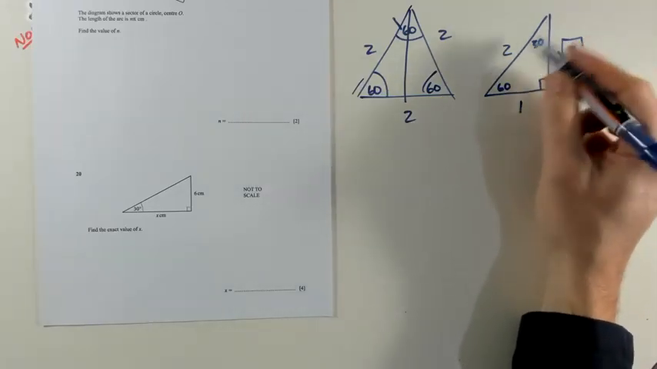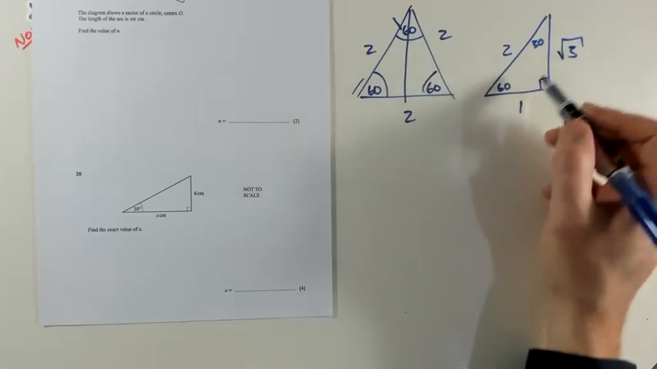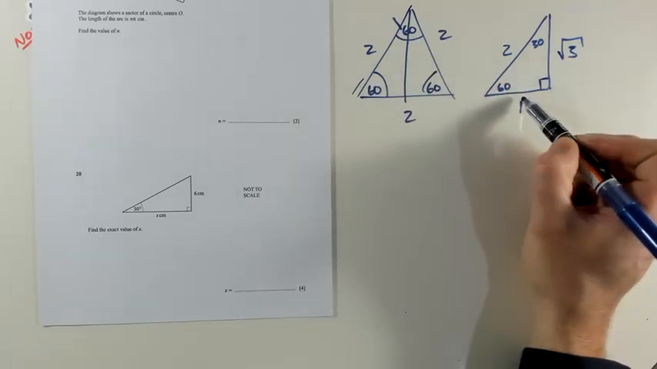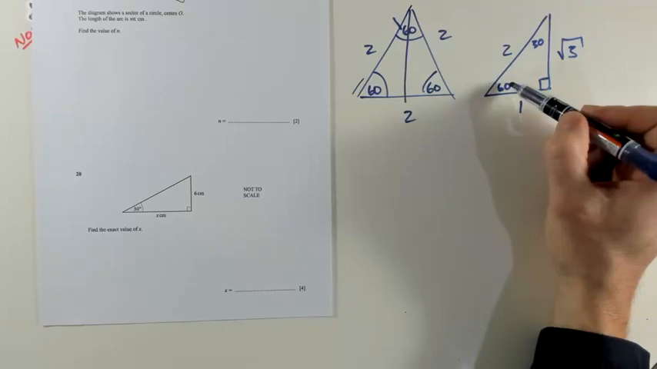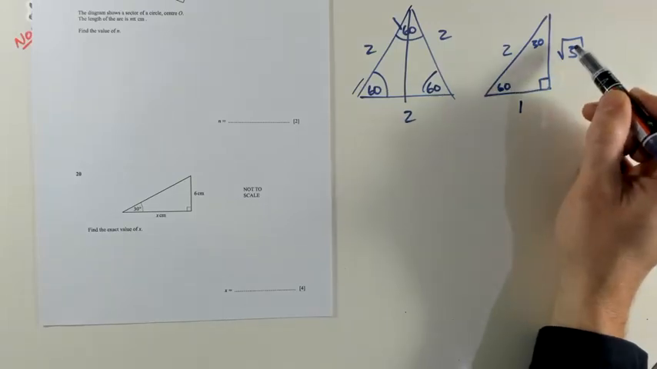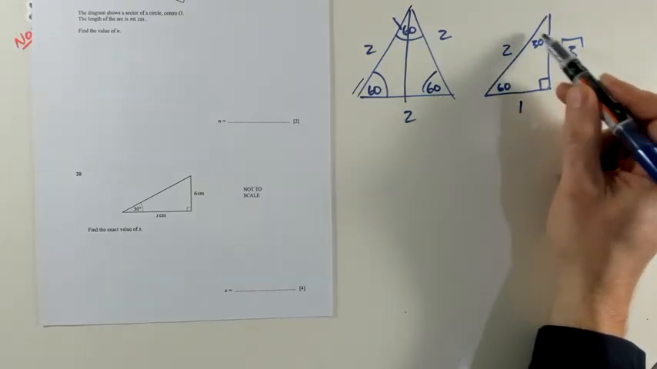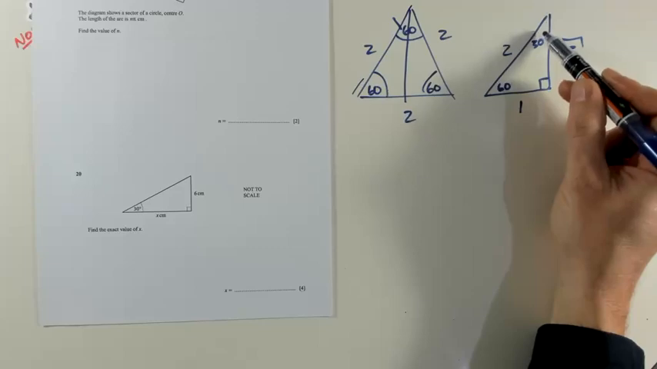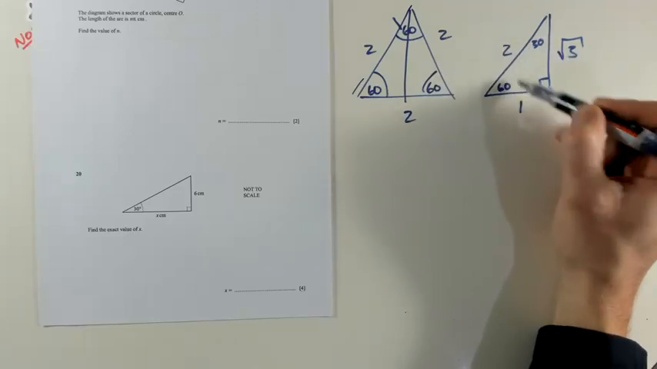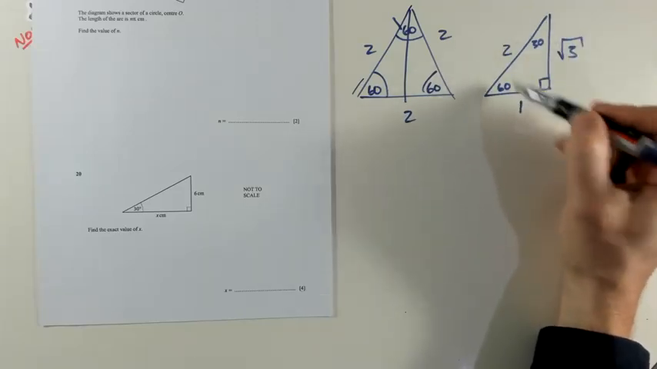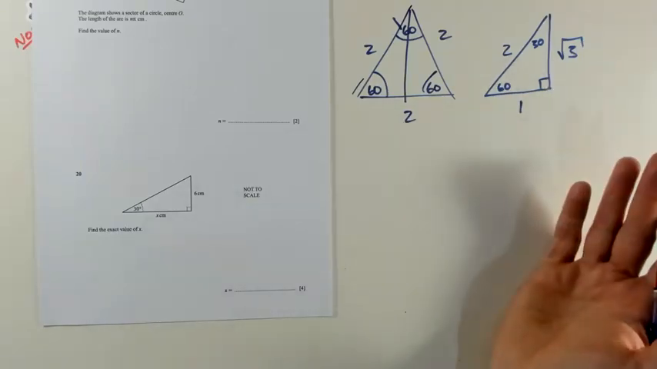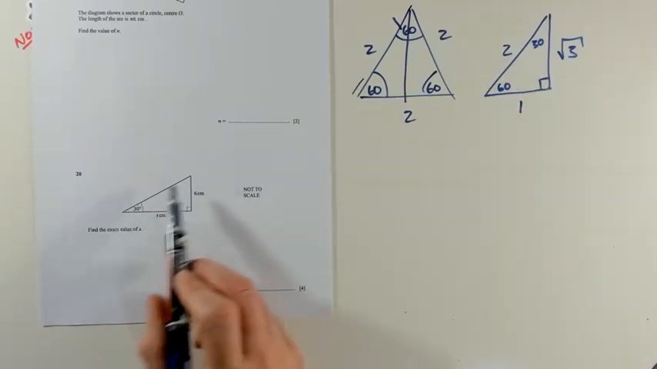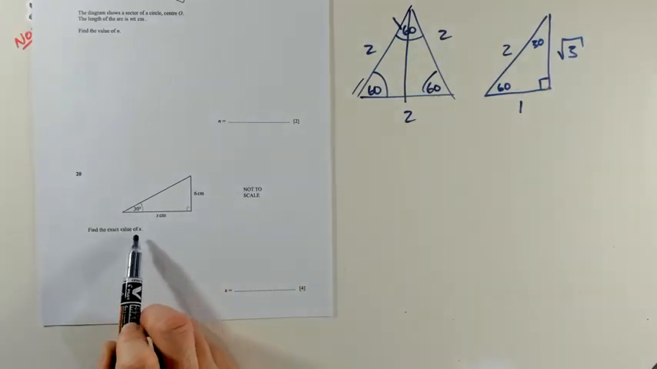Then I can use this triangle to figure out that the cosine of 60 is going to be 1 over 2, or the sine of 60 degrees is going to be the square root of 3 over 2. If I wanted the sine of 30, then it's going to be 1 over 2. So I can switch this triangle around and figure out what those exact values are, or you can memorize the table.